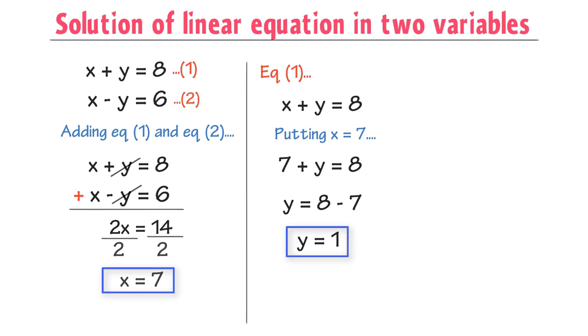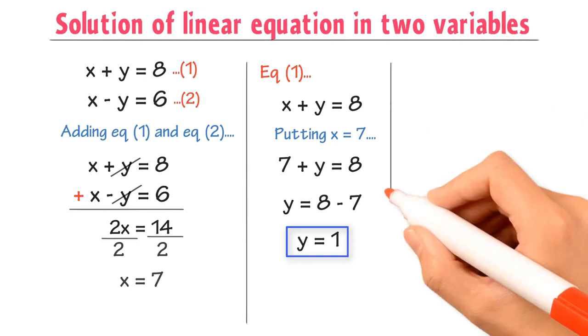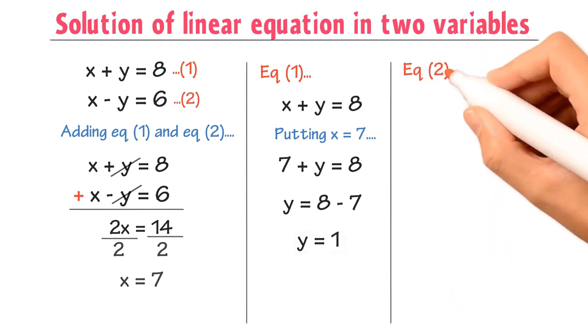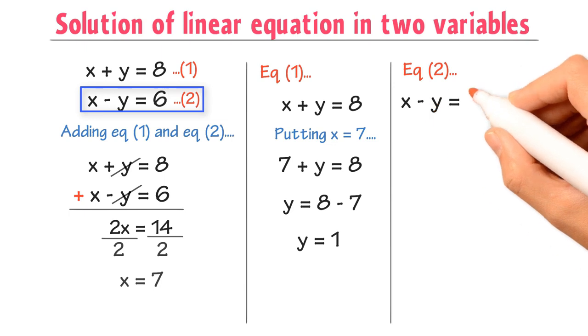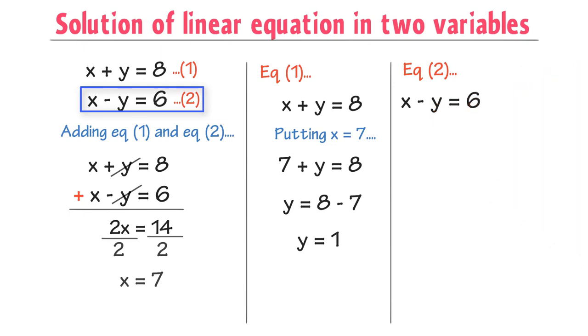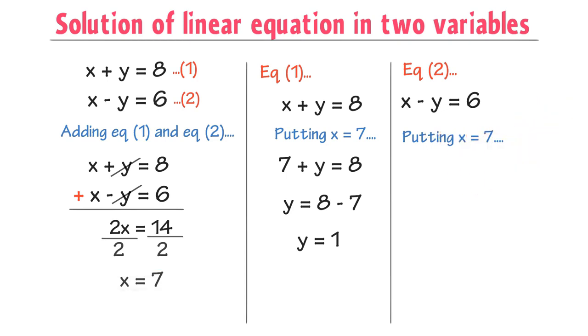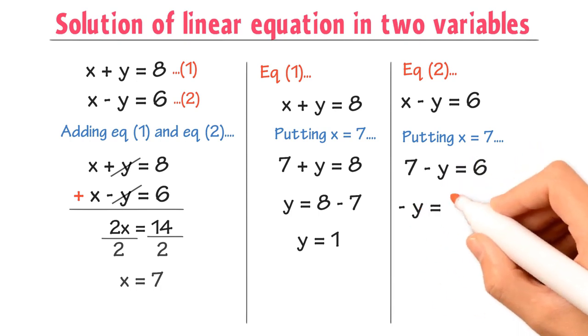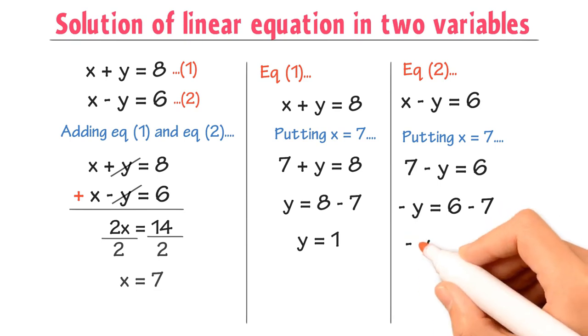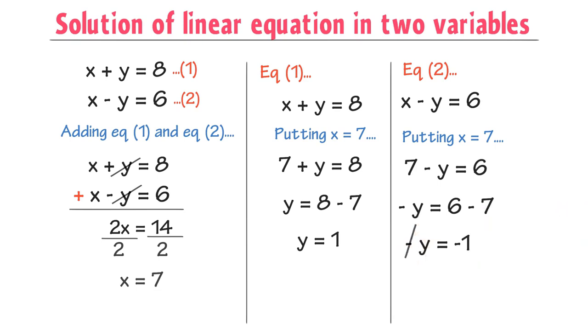If you put the value of x in equation number 2, it will again give you the same value of y. Let me do it. We know that equation number 2 is x minus y is equal to 6, while the value of x is equal to 7. Hence putting x is equal to 7 in equation number 2, 7 minus y is equal to 6. Now minus y is equal to 6 minus 7, or minus y is equal to minus 1. Minus and minus sign are cancelled out. As a result, we get again y is equal to 1.